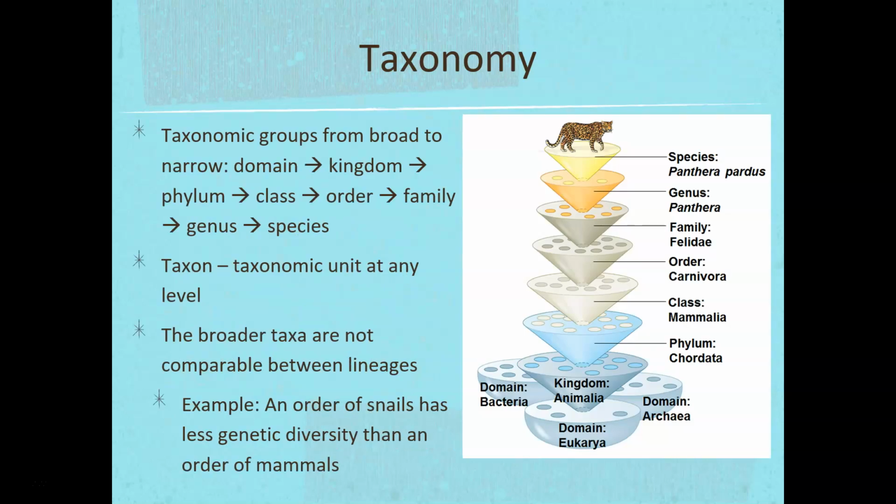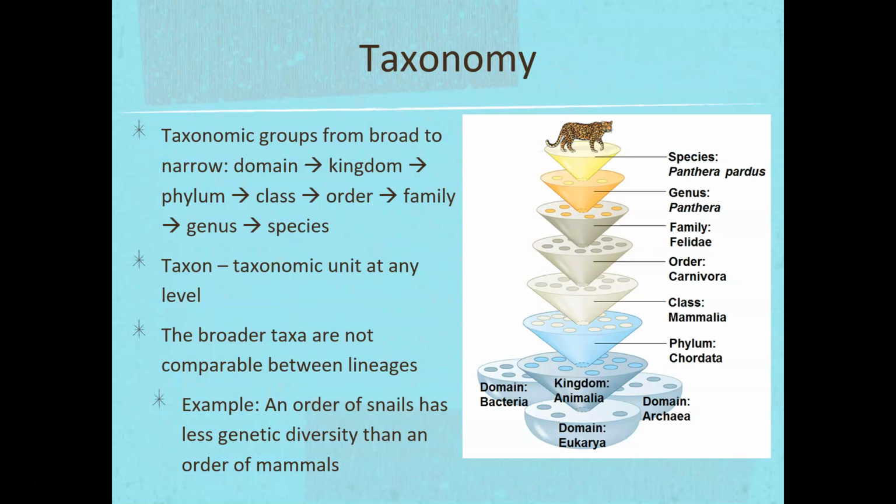So again, these taxonomic groups go from very broad, all the way up to domains where we're just talking about the internal organization of their cells. Are they eukaryotic or prokaryotic? All the way up to that specific species that you're dealing with. In this case, it happens to be this leopard. So taxons are those taxonomic units at each level. So we can talk about the taxon for mammals, and the class happened to be Mammalia, right?